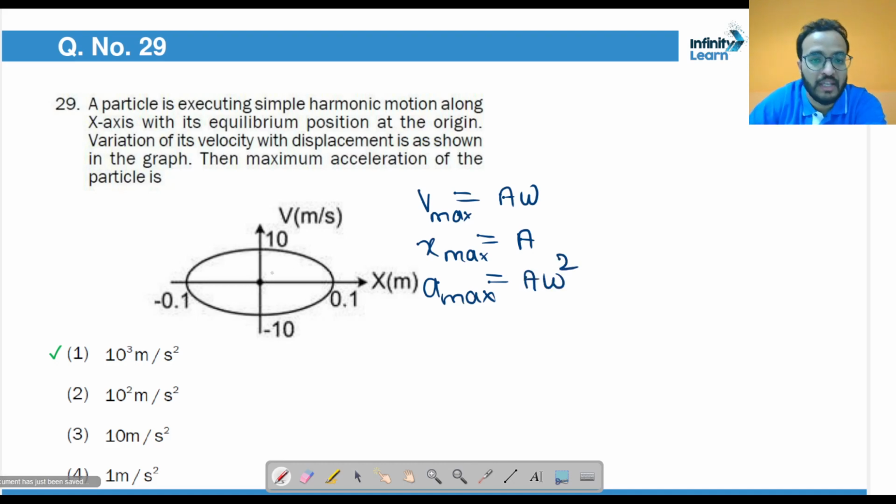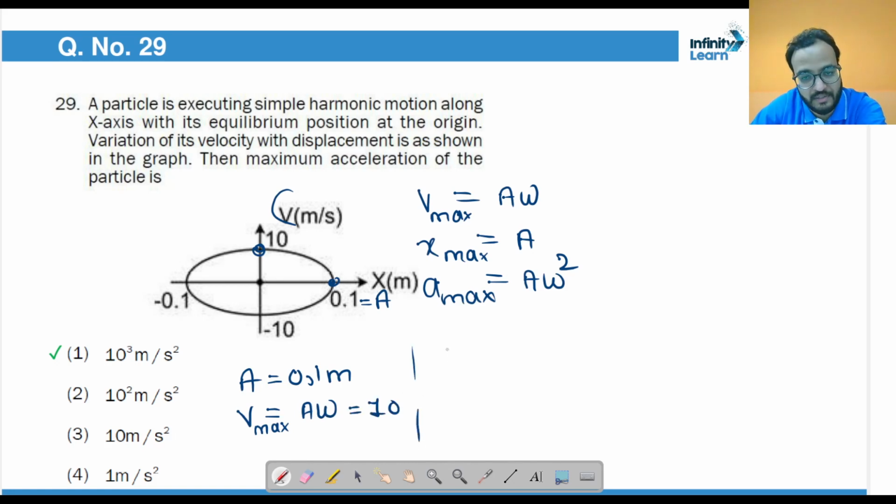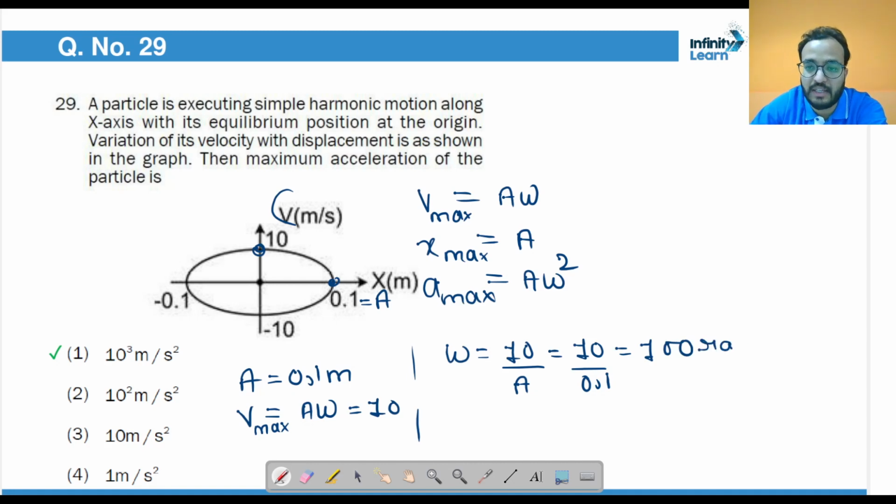Got it? Now, this is a graph of velocity versus position. So the maximum position means this is your amplitude. So write down, amplitude is 0.1 meter. This is your maximum velocity, that is A omega is 10. So from here, can you get omega? Yes, 10 upon A, 10 upon 0.1, which is 100 radians per second, right?